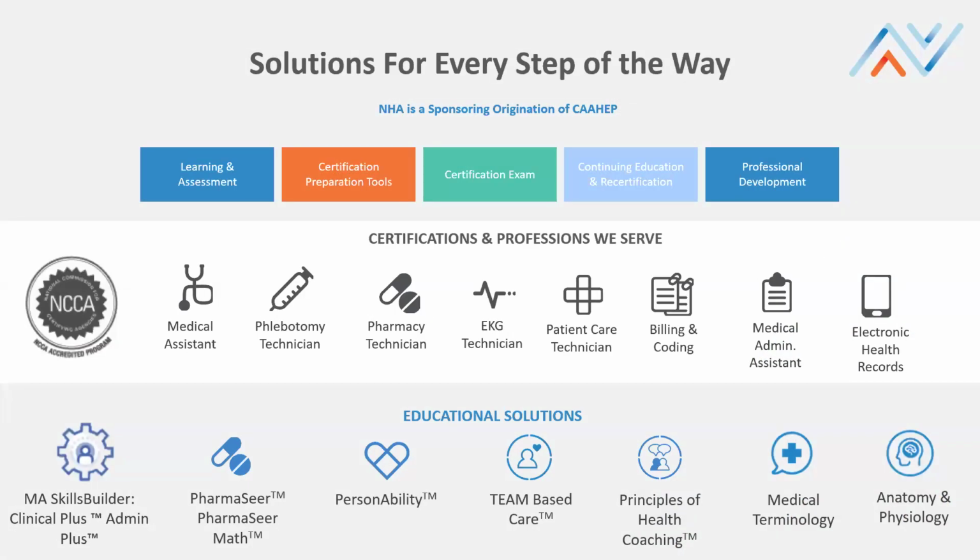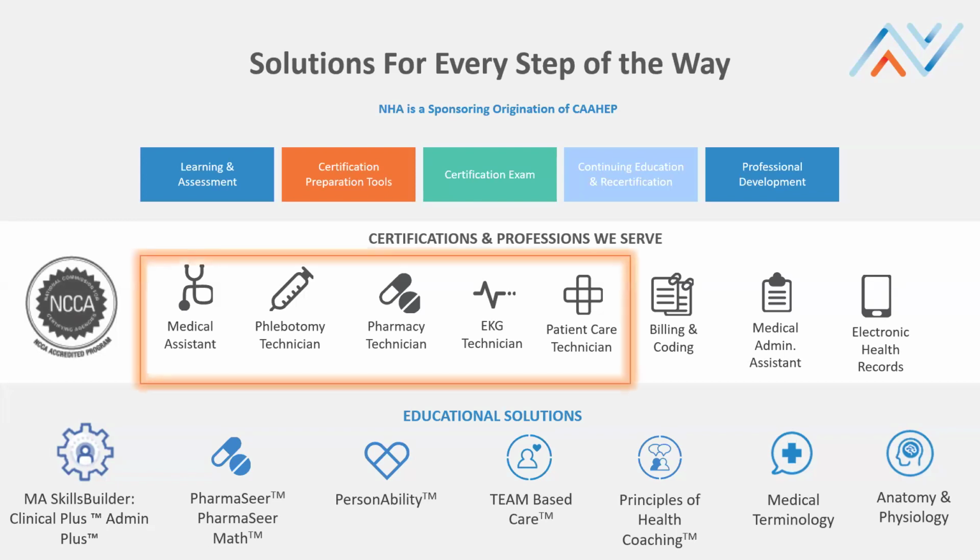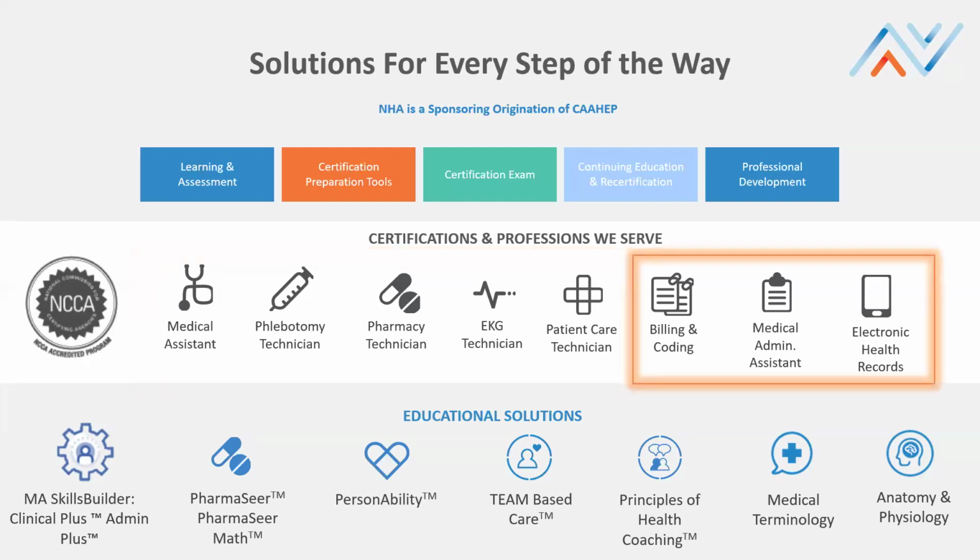Those resources come in many formats, starting with our nationally accredited certifications in 2 sections. 5 of the 8 certifications fall within the practitioner side of frontline healthcare, including medical assistant, phlebotomist, pharmacy technician, EKG, and patient care technician. There are also 3 certifications in an administrative capacity, which include billing and coding, medical administrative assistant, and e-health records.